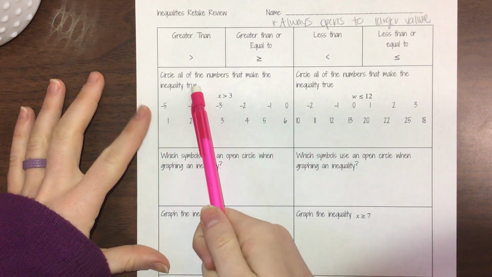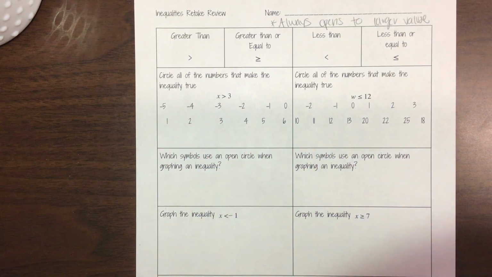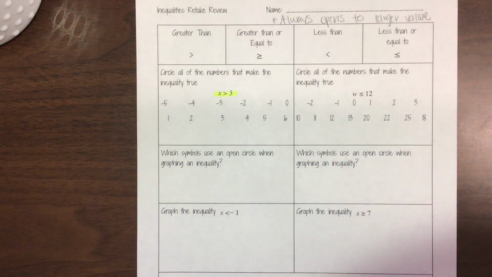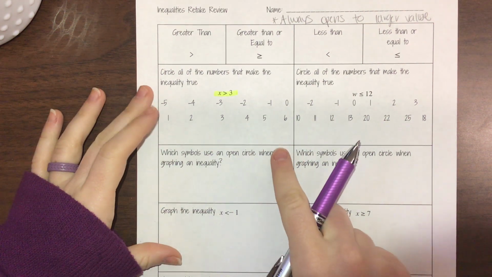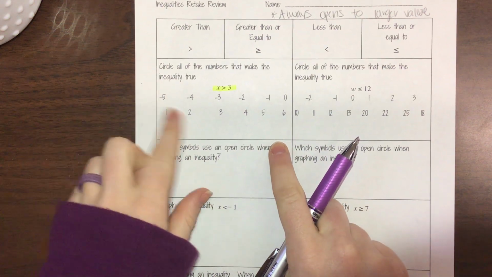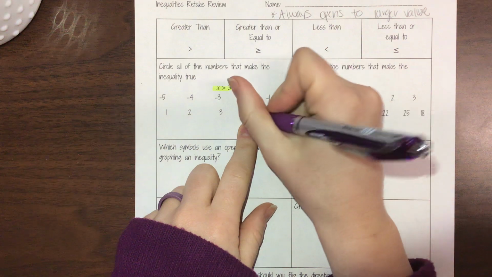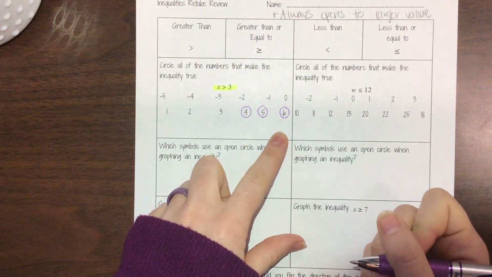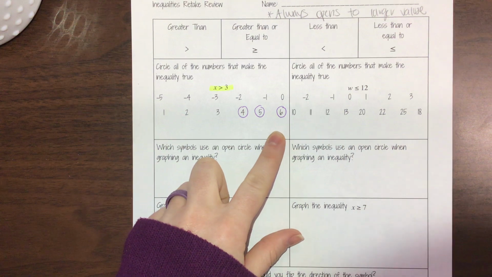So this one says, circle all of the numbers that make the inequality true. Our inequality is x is greater than 3. So we need to circle all of the numbers that are bigger than 3. Okay? So 4, 5, and 6 are greater than 3.